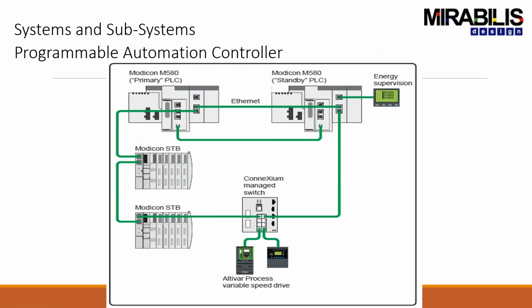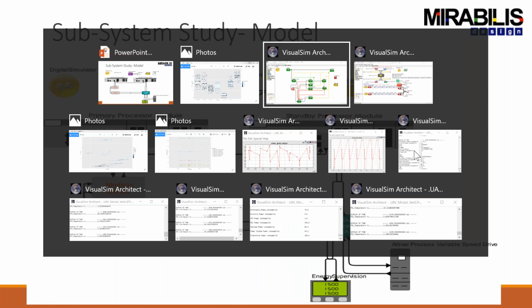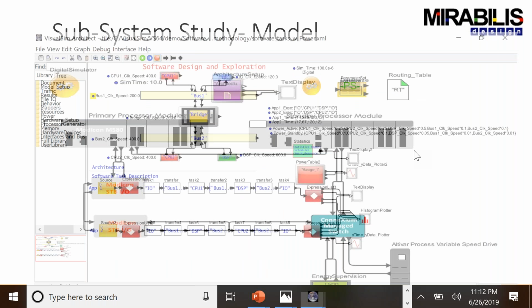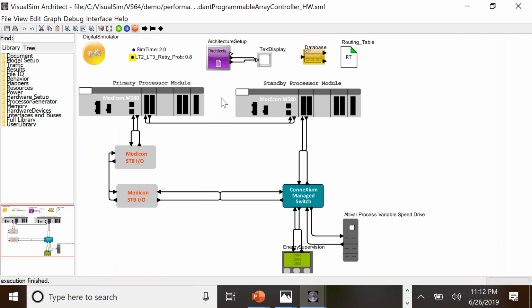When I look at this particular subsystem, it looks fairly different in the sense that I've got a primary and a standby PLC. I've got an energy supervision, but I also have all the IOs that connect to all the sensors, and an Ethernet interface to connect back to both of these primary and standby PLCs. Now, when I look at the system model, which I'm going to open up right now, this is the design over here.